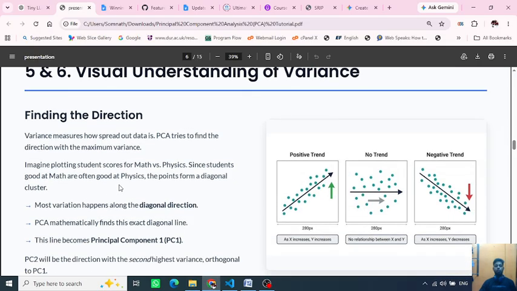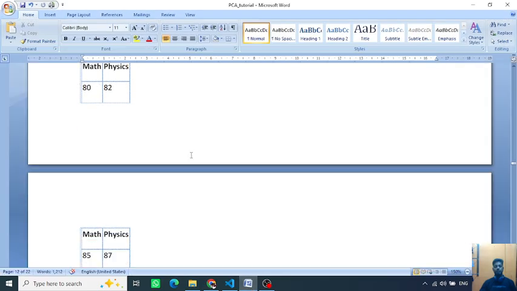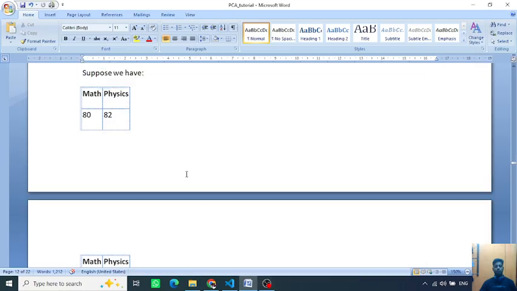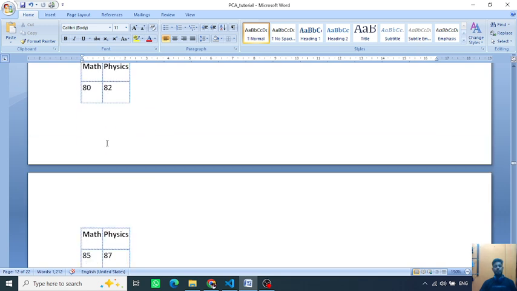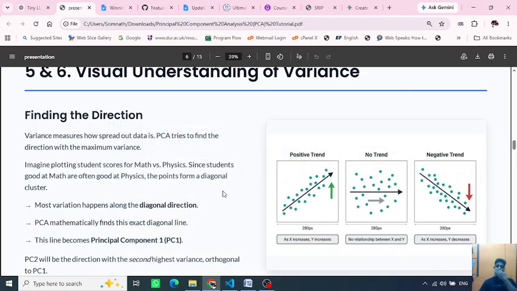Imagine plotting student scores for math versus physics. We can say the data looks like this, math, physics. We can take this example. Since students good at math are often good at physics, the points form a diagonal cluster. Yes, on the right side it is diagonal. So most variance happens along this diagonal direction.